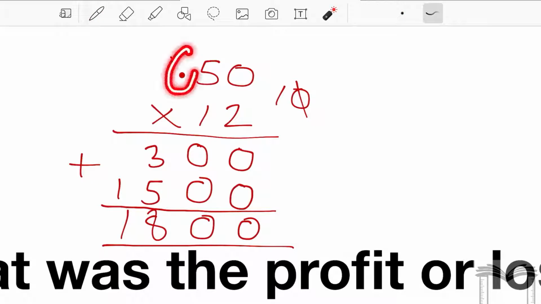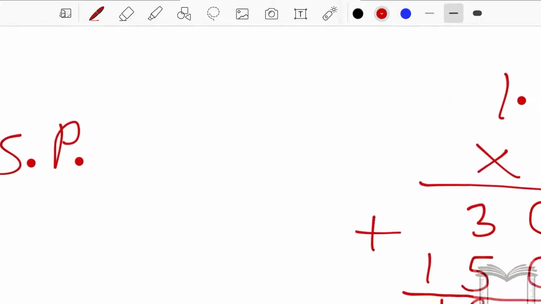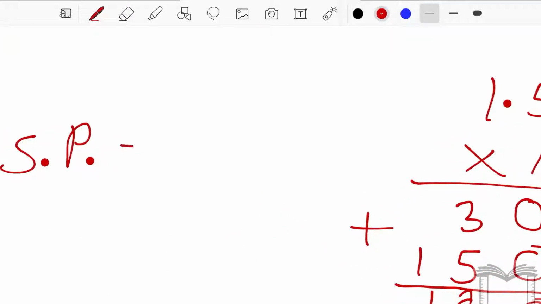Now we are multiplying by a decimal number, so we must pay attention to the decimal point. We have 1, 2 decimal places here, and we don't have any here. So we must come to the answer and put the decimal point 2 places to the left. So the answer is $18. The selling price is $18.